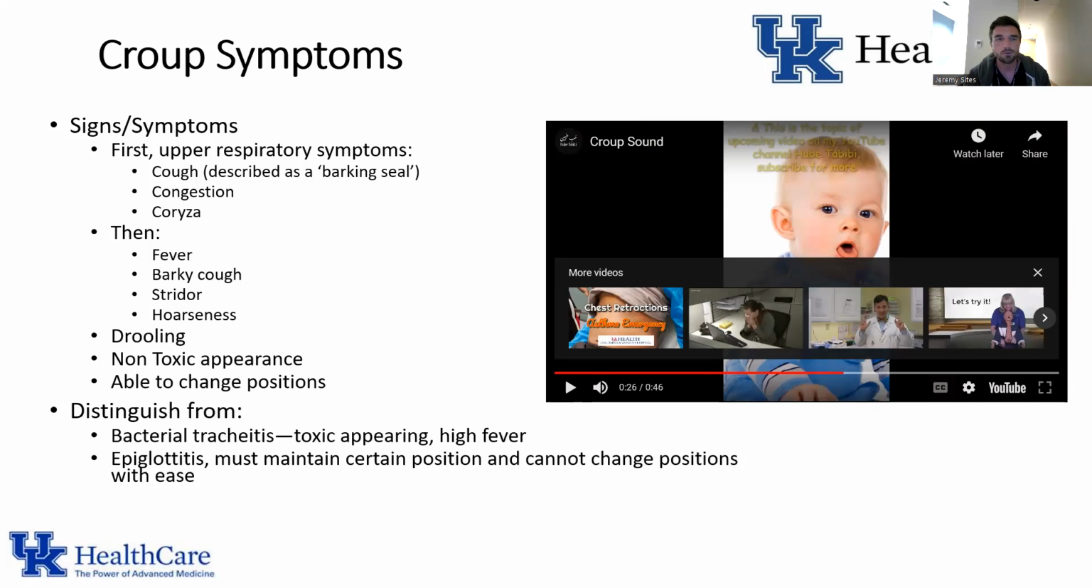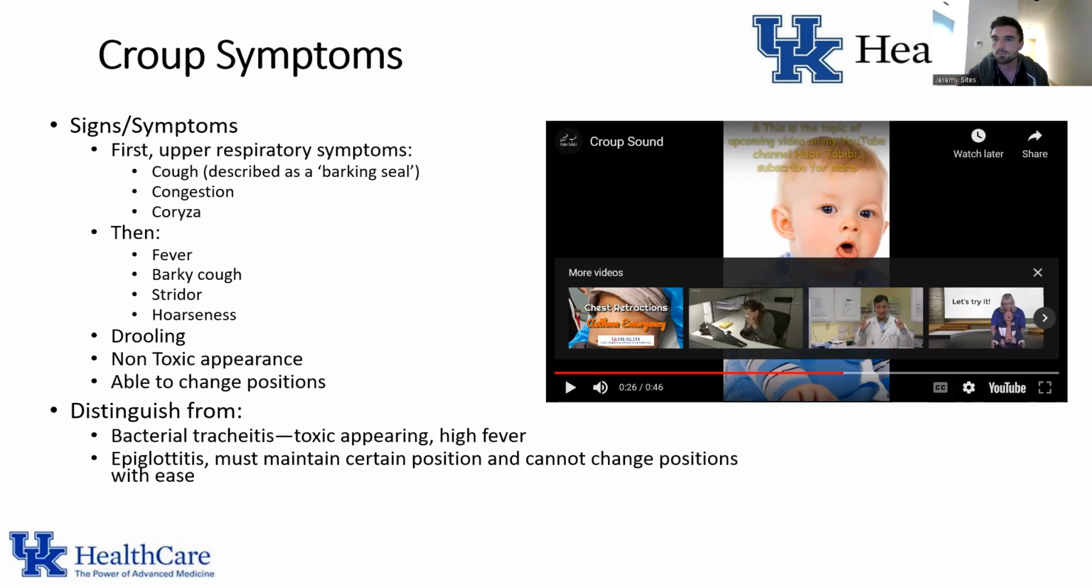The natural progression of croup: typically upper respiratory symptoms are initially noted, with some cough, congestion, and rhinorrhea. From there, within the first couple of days of illness, children will often develop fever. They'll develop that barky, croupy, or seal-like cough. They'll develop stridor, and their voice, if they're of speaking age, may sound hoarse as well. Because of difficulty handling secretions, as the portion of the airway above the level of the cords is swollen, they may have difficulty swallowing their secretions, and so drooling may be prominent.